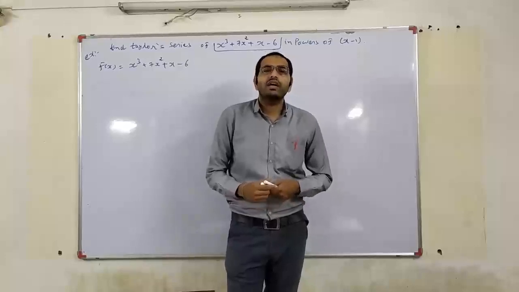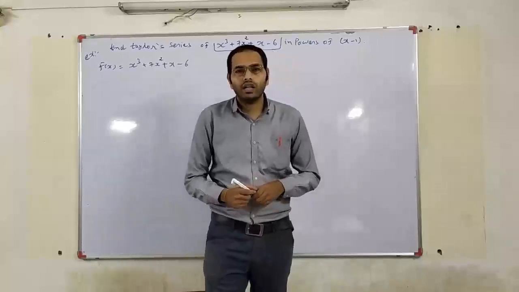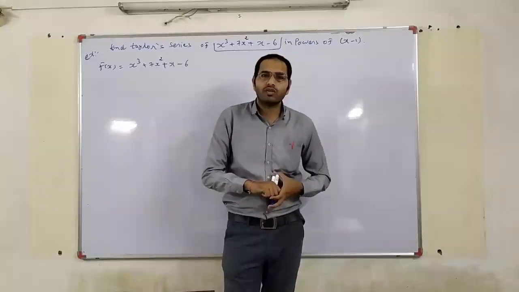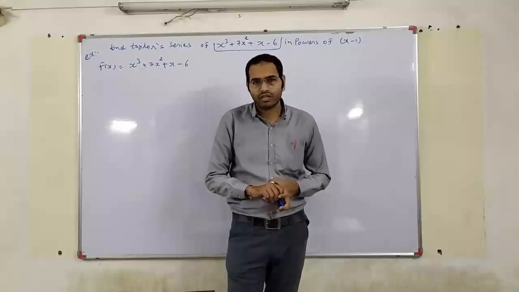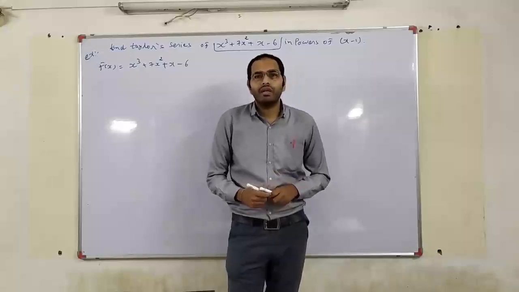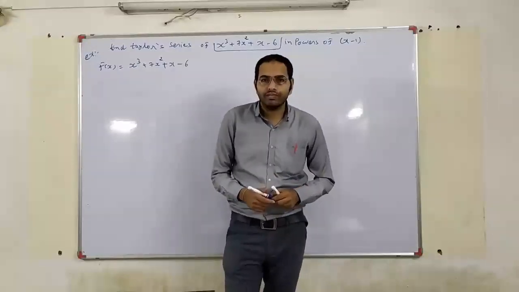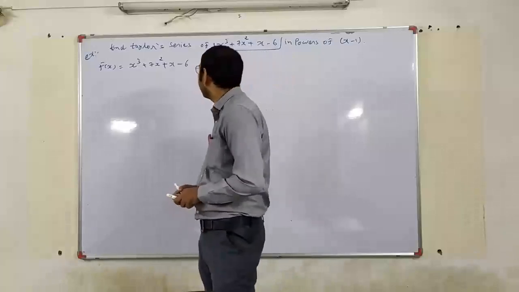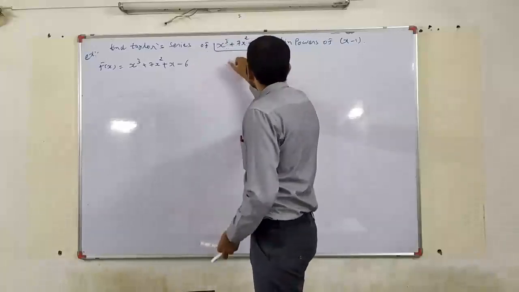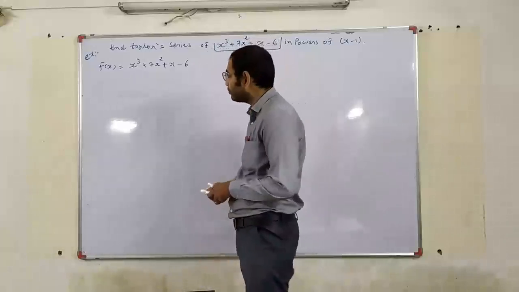In the earlier lecture, we already discussed Taylor series, another form of Taylor series, and examples of Maclaurin series. Today's session, we discuss examples of Taylor series. Let's start with one example. Find the Taylor series of x cubed plus 7x squared plus x minus 6 in powers of x minus 1.